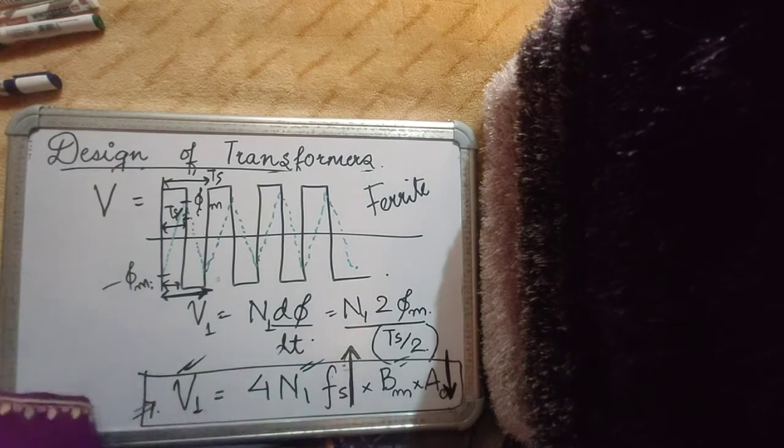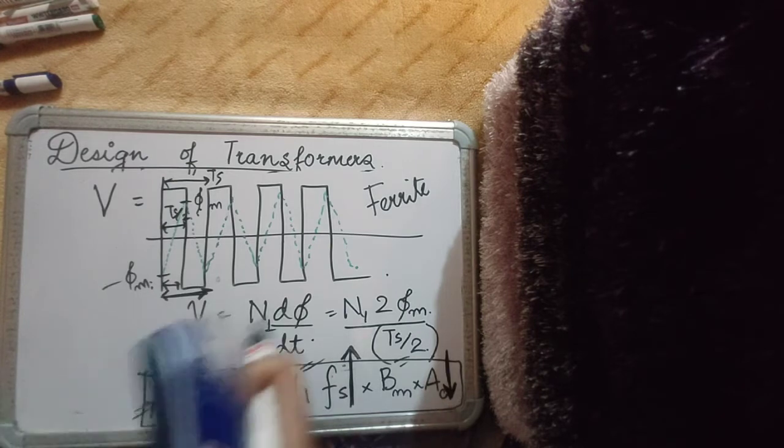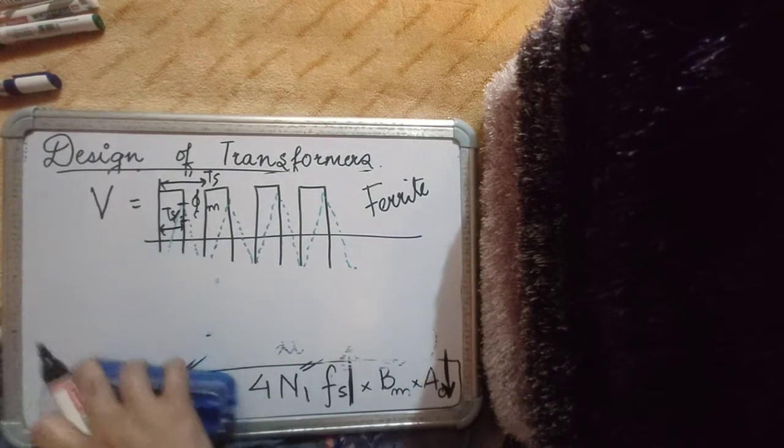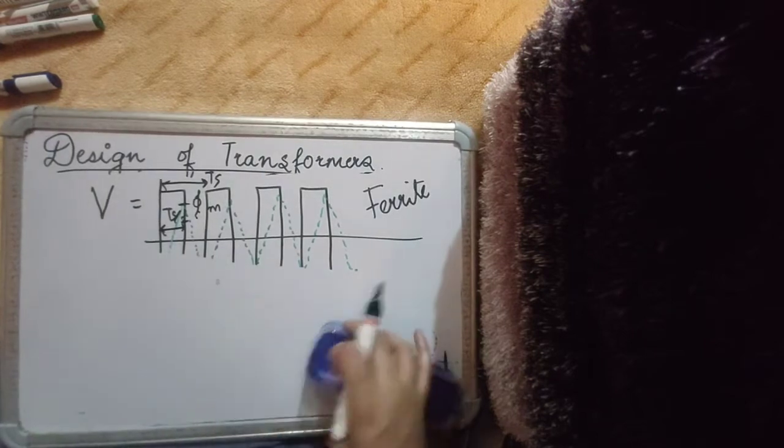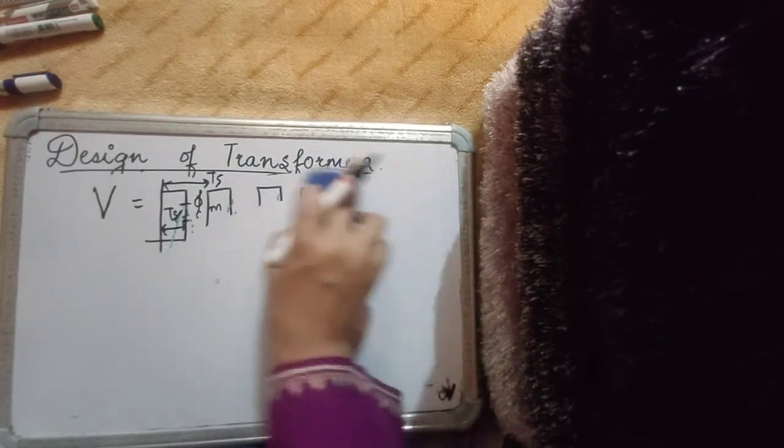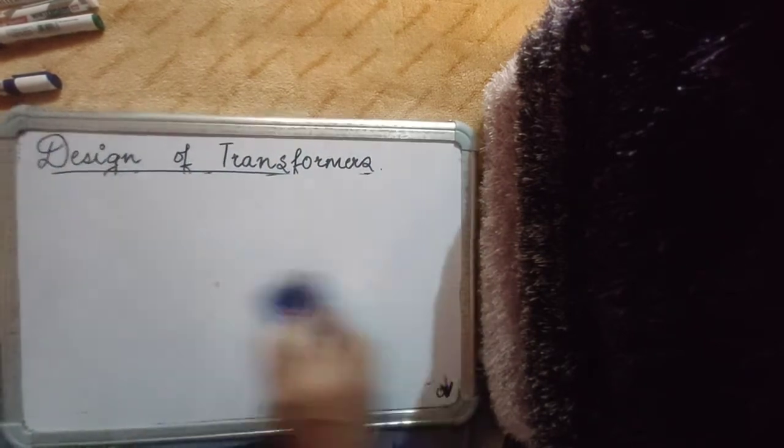So this was about choosing the core and how the switching frequency is actually related to the area of the core. Another thing that you need to take care of while designing the transformers is the dot convention.